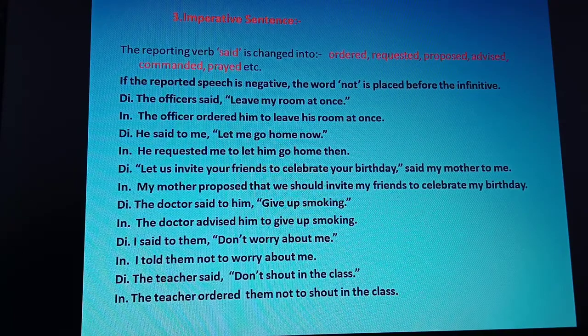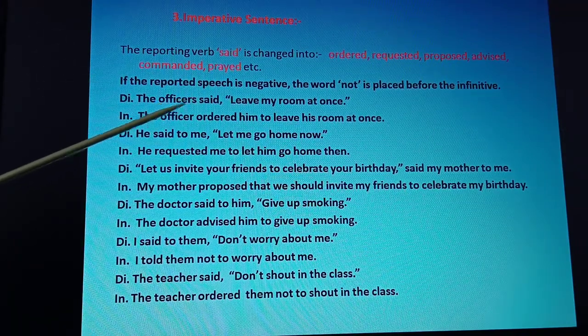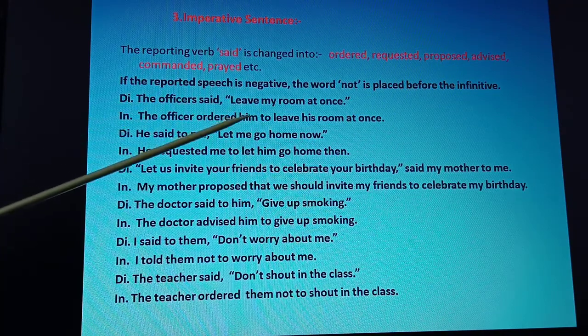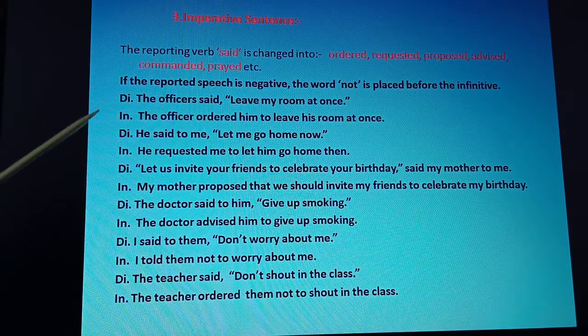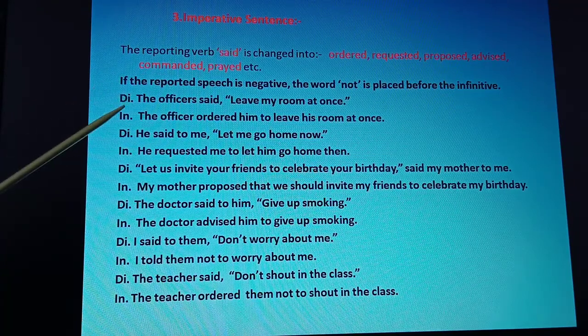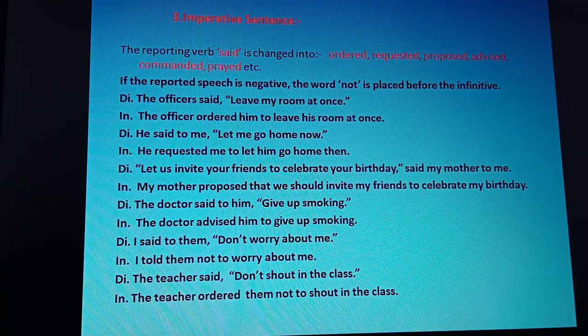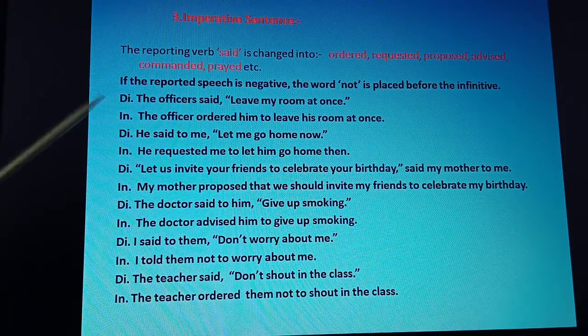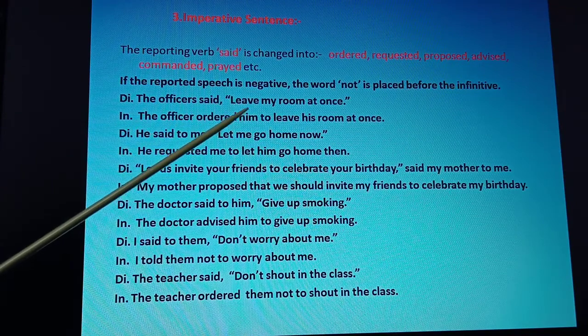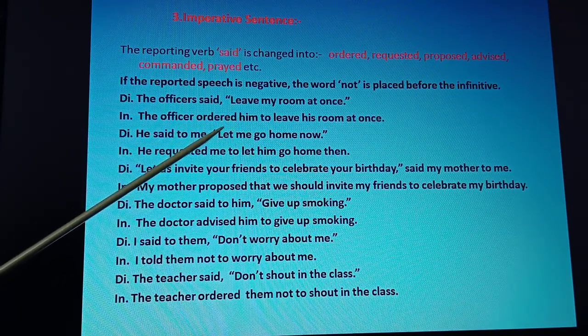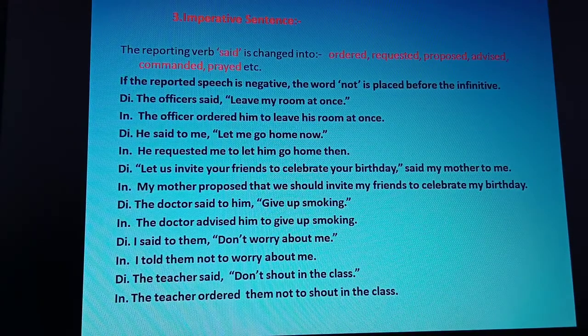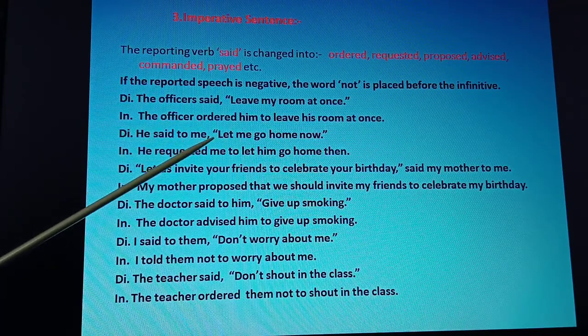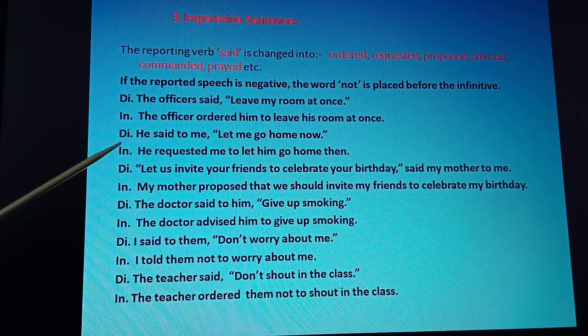Okay. First one, the officer said, leave my room at once. Here one S has come extra, please bear with me. S is only one, okay, singular. The officer said, leave my room at once. Indirect speech would be, what is the officer doing? He is ordering. He is not requesting, neither proposing, okay, he is ordering. So, the officer ordered him to leave his room at once, to leave, okay. That will not come here. In an imperative sentence, that is not used. Clear? The officer ordered him to leave his room at once. Second, he said to me, let me go home now.